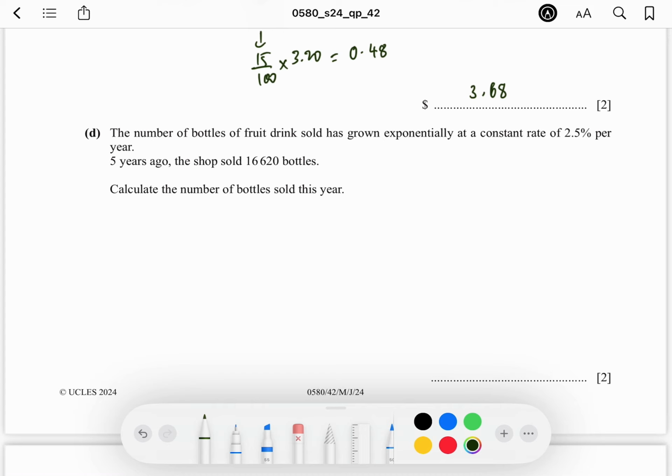Okay, part D here. The number of bottles of fruit drinks sold has grown exponentially at a constant rate of 2.5% per year. 5 years ago, the shop sold 16,620 bottles. Calculate the number of bottles sold this year. Looks familiar?